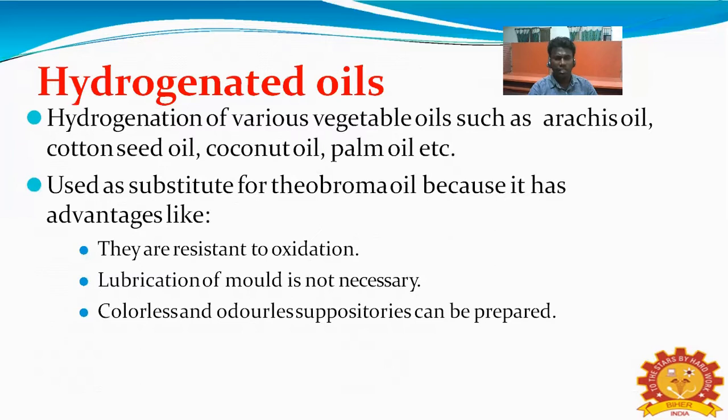Hydrogenated oils. These come from the hydrogenation of various vegetable oils such as arachis oil, cottonseed oil, coconut oil, and palm kernel oil. They are used as a substitute for theobroma oil because they have advantages: they are resistant to oxidation, lubrication of the mold is not necessary, and colorless and odorless suppositories can be prepared.